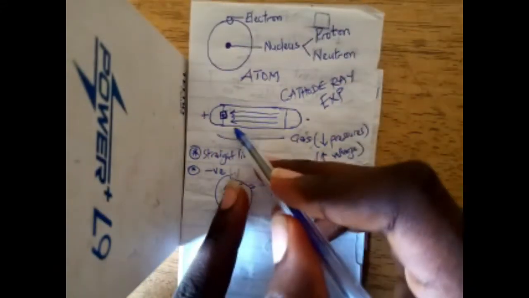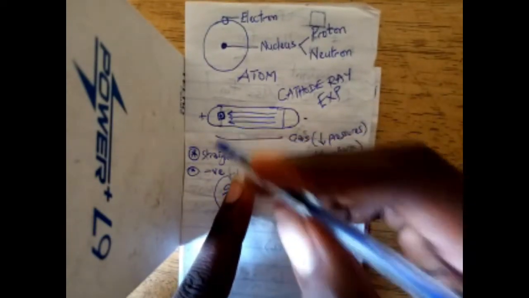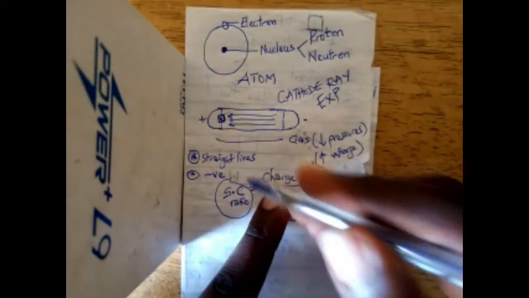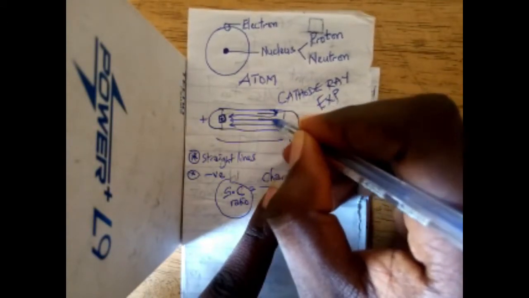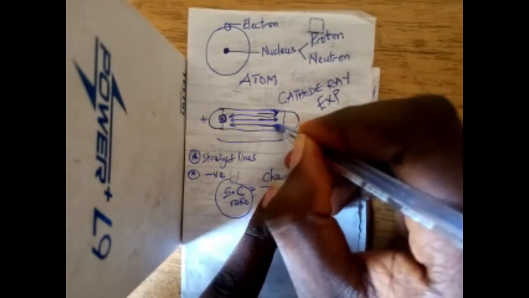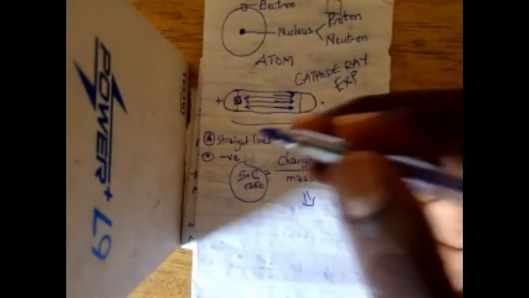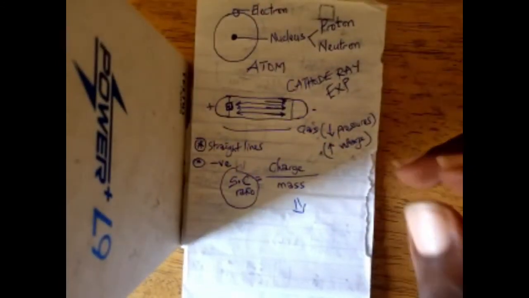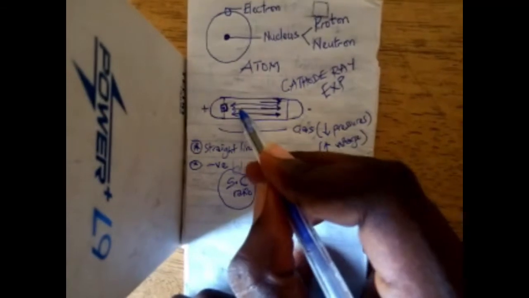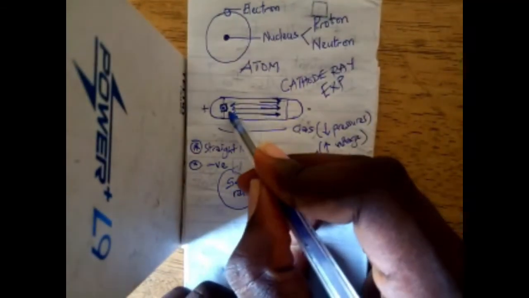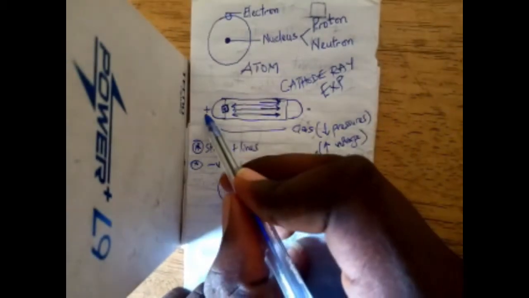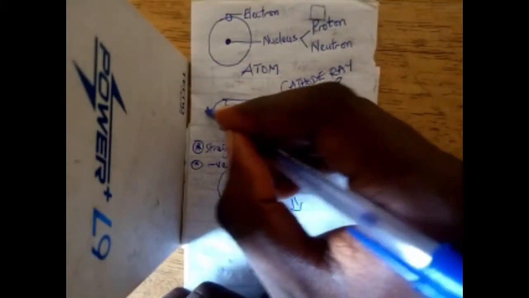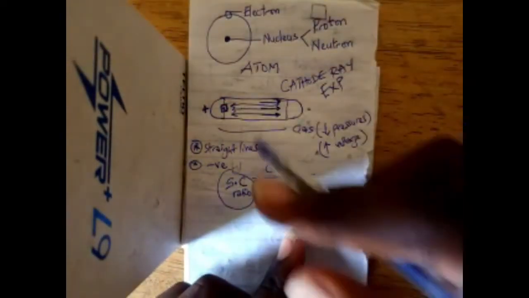So in further development to the experiment, he discovered that there were also opposite charges, that is, opposite flow of particles. So in this first case, he discovered these cathode rays, which moved in a certain direction towards the positive electrode of the tube.